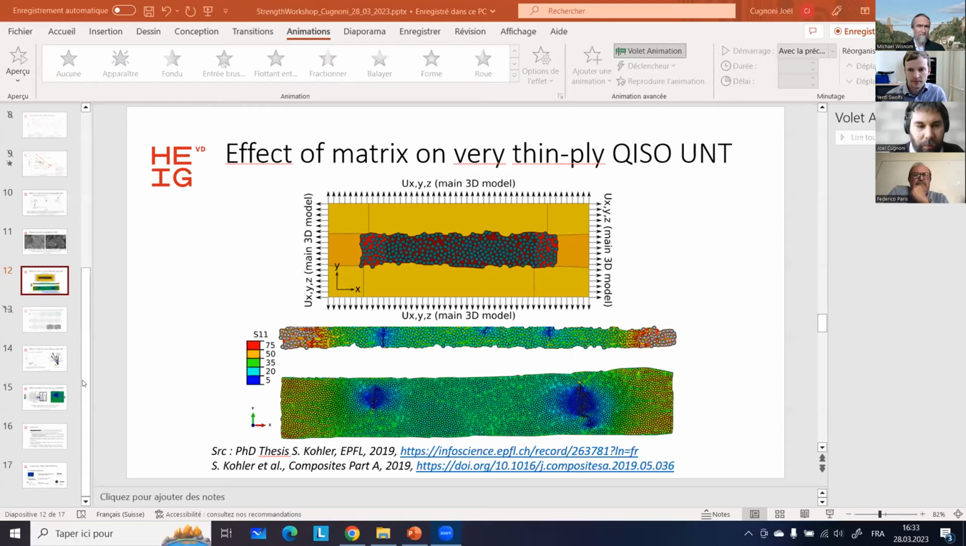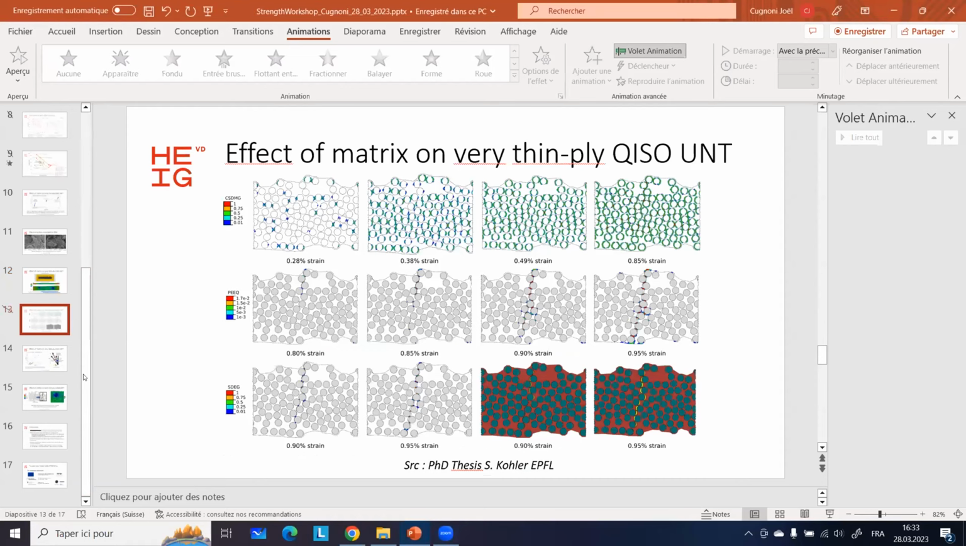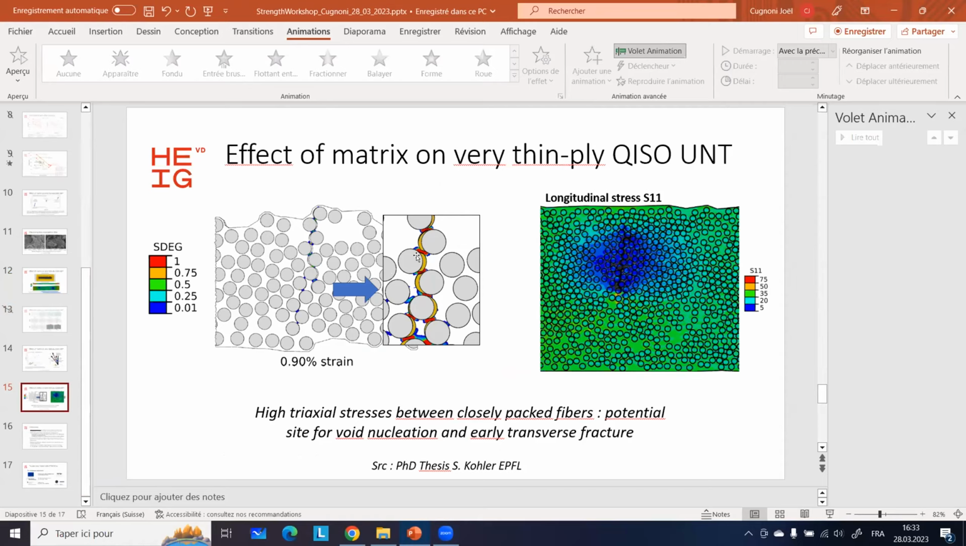So I can maybe show you this. They tend to behave as, okay, does it work? Yes, seems to work. They tend to behave as bridging bundles.